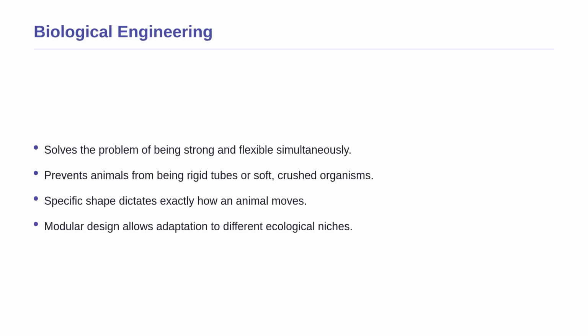Having seen its structure, we must ask why this specific design is so important. The vertebra solves a major biological engineering problem: how an animal can be strong and flexible at the exact same time. Without this modular design, vertebrates would either be immobile, rigid tubes or soft organisms, unable to support their own weight against gravity. The specific shape of these bones dictates exactly how an animal moves, allowing the spine to adapt to different ecological niches, like a cheetah running or a human walking.